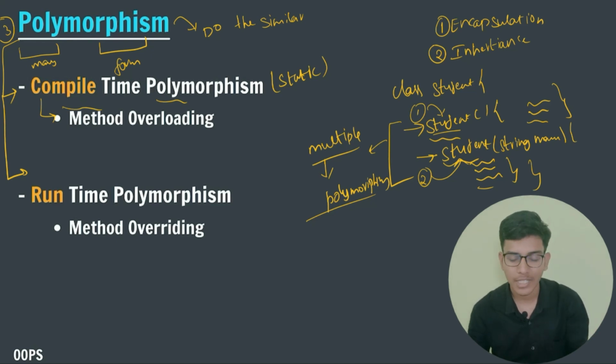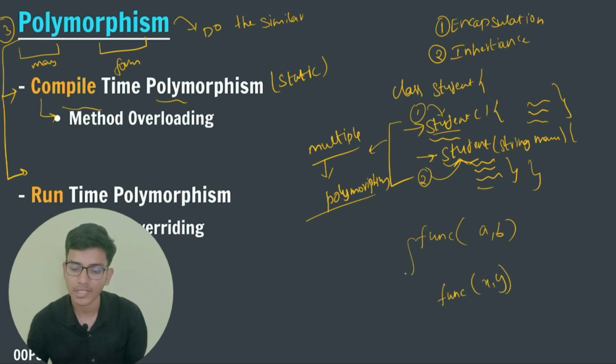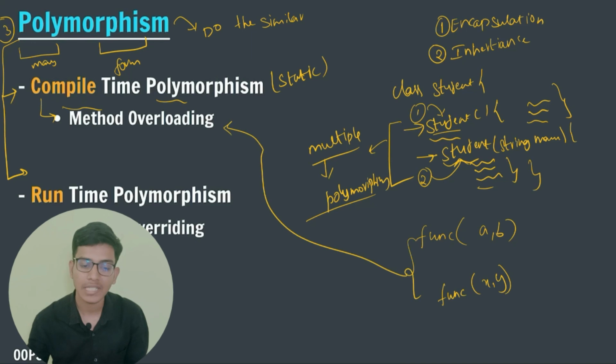So what is method overloading? Let us consider that this is my function and I am passing a comma b, and I am creating the same function but passing different parameters here. The name of the function is same but I am passing different parameters. This phenomenon is known as method overloading or compile time polymorphism, right?